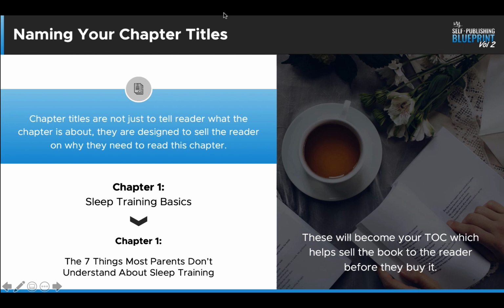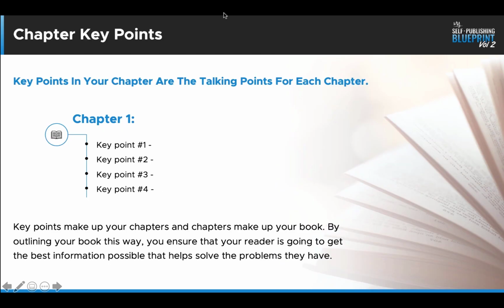And if I'm reading Sleep Training Basics as a potential buyer, as one of the chapters, I'm like, okay, yeah, whatever. Or I'm reading, oh man, the 7 things most parents don't understand about sleep training. I wonder what those are. One sells the book. The other is just, well, not. Now, your key points in your chapter are the talking points for each chapter. They make up your chapters, and your chapters make up your book.